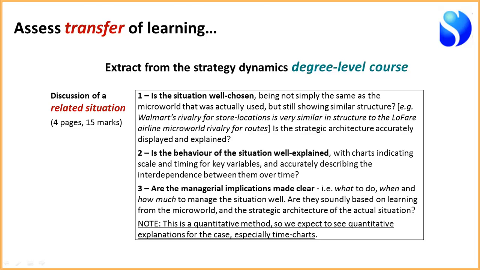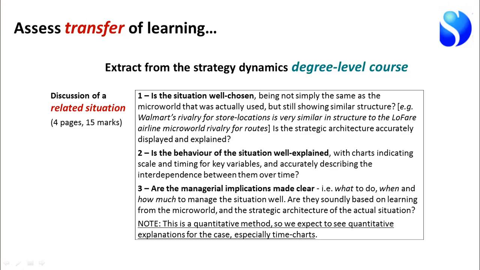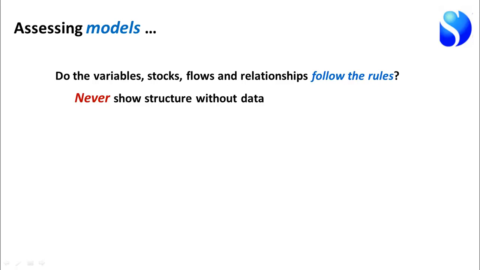Now I'm conscious I'm running out of time here, so I'll just have to wrap things up. When people build models, there's a whole load of standard criteria to assess whether models are sound models or not. The additional things I would add, though, when you're doing the strategy dynamics approach, is: do things follow the rules of the approach?